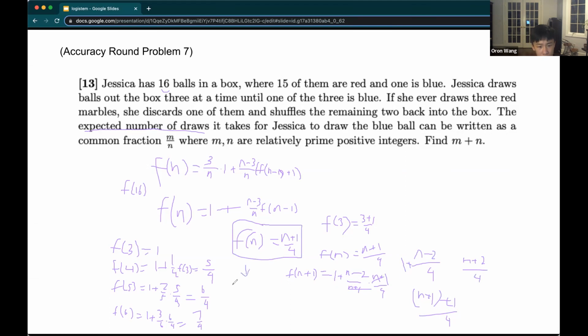Now we can plug in f of 16, which equals 17 over 4. These are relatively prime, so 17 plus 4 equals 21. And this is our answer. And are there any questions?